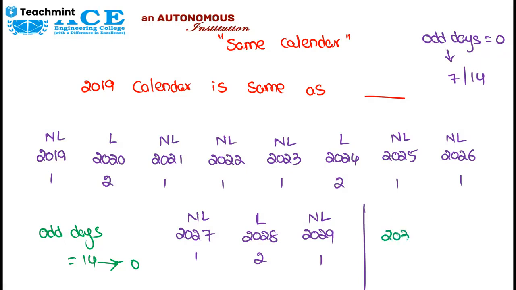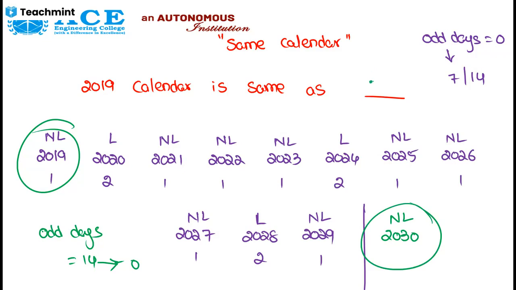2030 is a non-leap year. So the 2019 non-leap year calendar and the next, 2030, both are same. Sir, how can you claim it as the same?